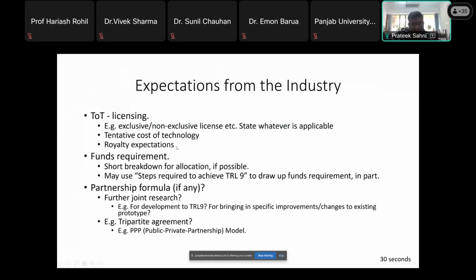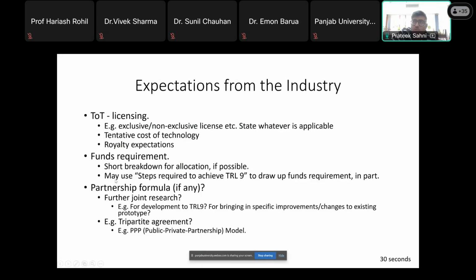Now, another issue is the requirement of funds for further research, for further developing your technology. For that, you should provide a breakdown to be more transparent in how that funding will be utilized if given to you. A good start might be to find the actual steps required to achieve TRL 9 and draw up whatever funds you require to do that. Any other funding that you might require, you should mention here.